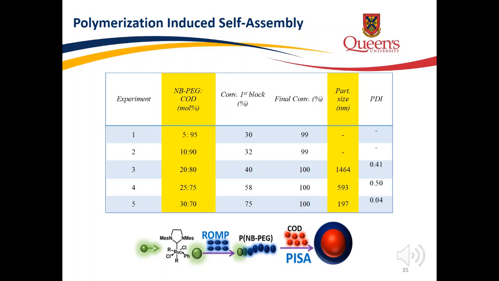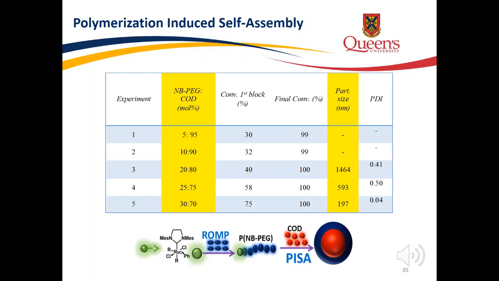As we gradually increase the ratio of the norbornene PEG to the COD, we start moving down into a region here in experiments 3, 4, and 5, where we get, first of all, very large particles, but they keep coming down. So in order to add to a 30 to 70 ratio, we're now getting into the realm where you're making about 200 nanometer particles. If we look at the PDI value for experiment 5.04, it's very nearly monodisperse.